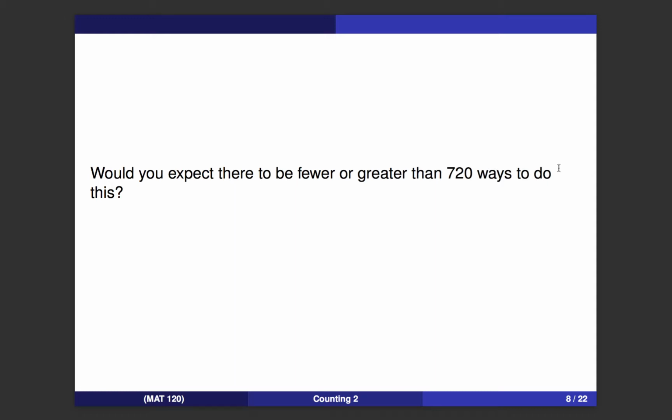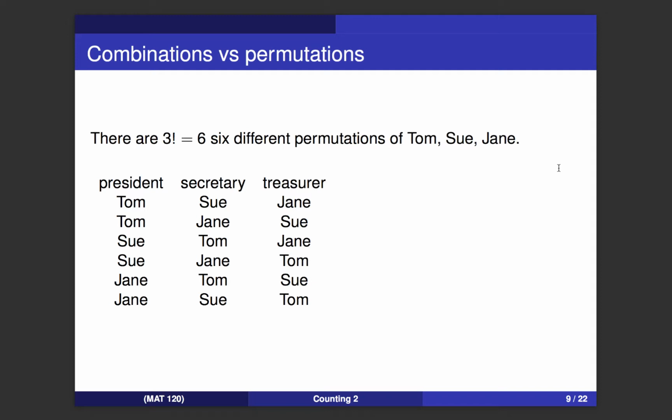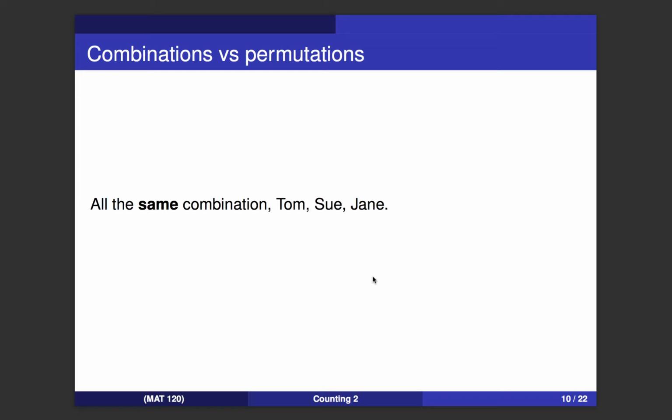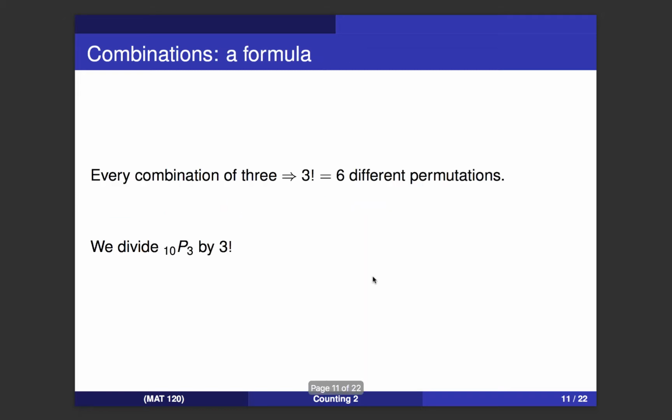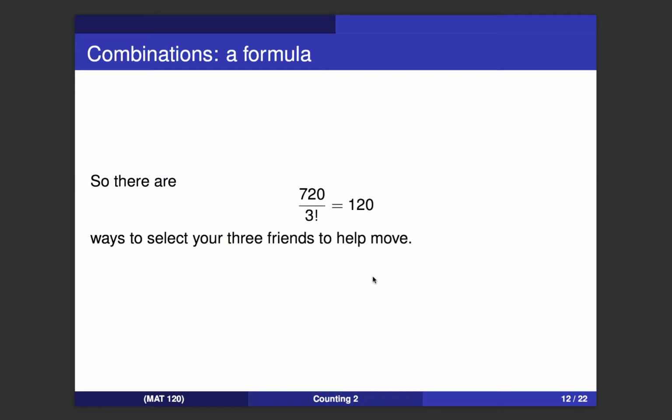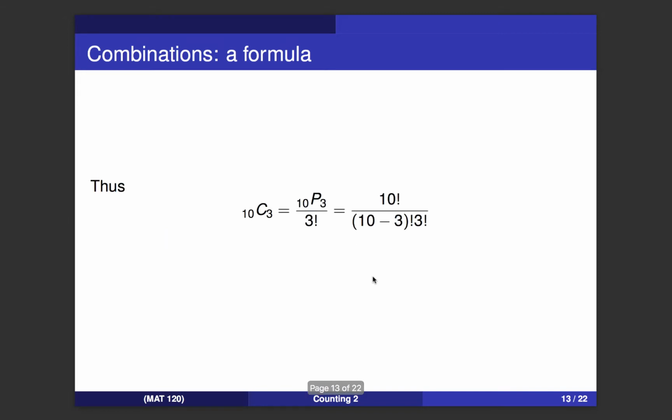Now, would you expect there to be fewer or greater than 720 ways to do this? Okay, so there are 720 permutations. Well, let's take a look. For a given combination, suppose you select these 3 friends. Those 3 friends give rise to 6 different permutations, right? 3 factorial. So given a collection of 3, those give you 3 factorial different permutations. So that suggests for the same combination, we get 3 factorial different permutations, so we want to divide 10P3 by 3 factorial. So we'll get fewer different ways, fewer combinations. We get 120.